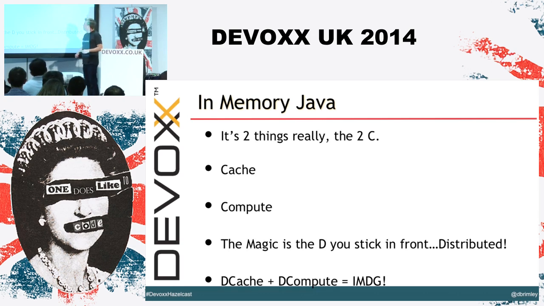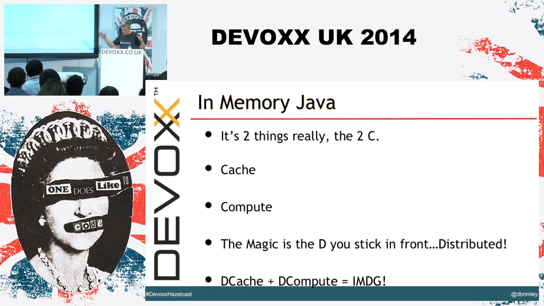So, in-memory Java, two things really that make an IMDG, and it's really the two C's, caching and compute. And then the thing that makes it all magical is the D you stick in front of that, and that's distributed. So distributed cache and distributed compute, that's IMDG.